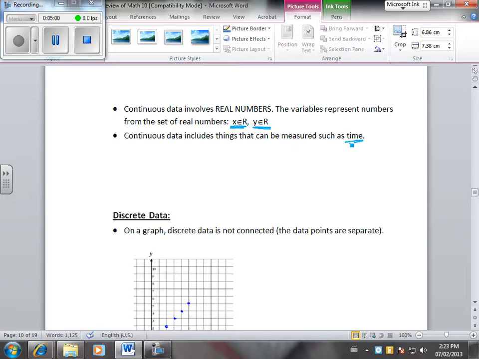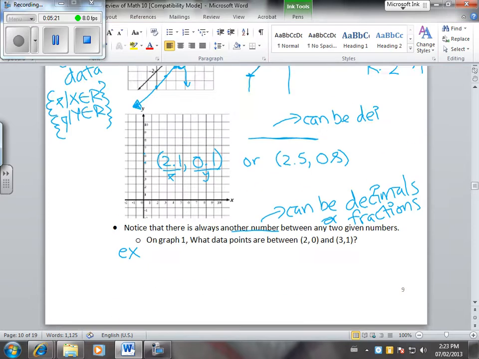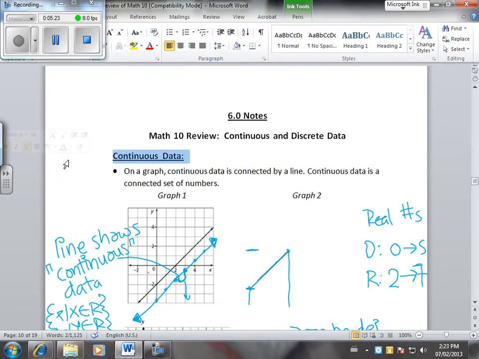Hopefully in that 5 seconds you came up with a few things. We could measure height, things like volume. Anything that we can measure will be continuous data. So continuous data, again, is connected by a line if it's on a graph.